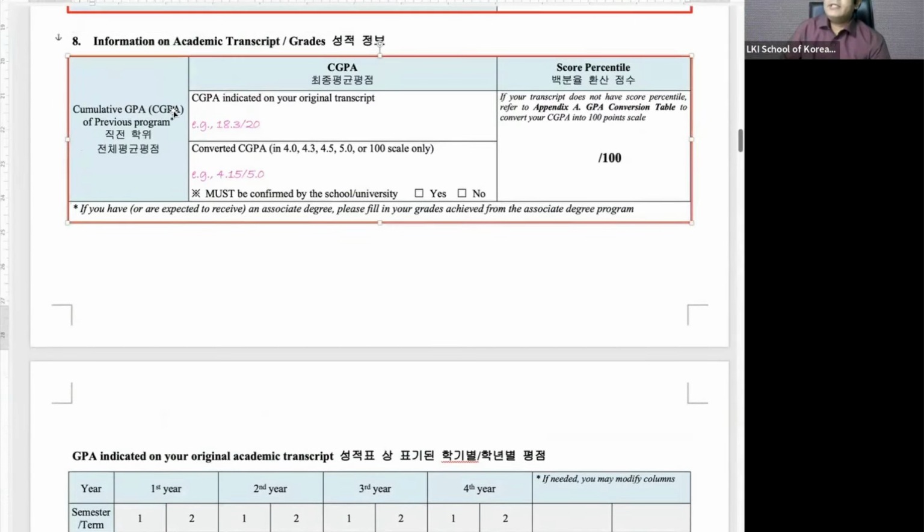Cumulative GPA or CGPA of the previous program means the last degree that you completed. The last degree was 12th, I think. For graduation, for a GKS graduate, it will be the bachelor's certificate, right? So you just need to mention the final bachelor's degree grades here, not the 12th or anything else. I'm not sure if I'm correct. Is that how it's supposed to work?